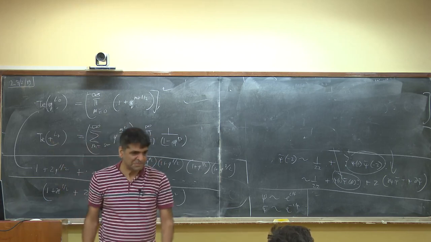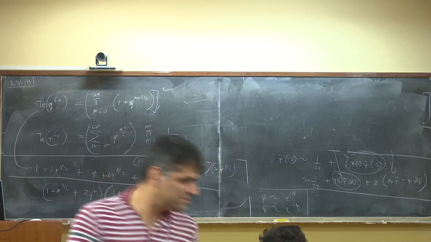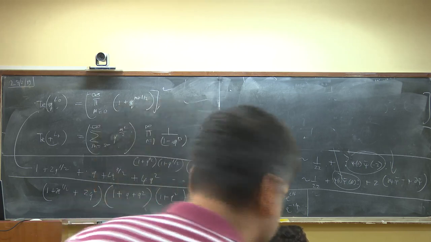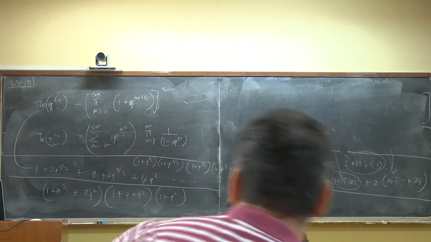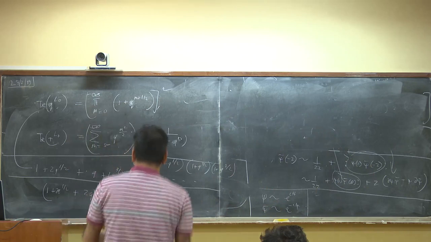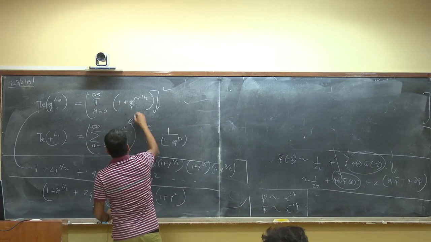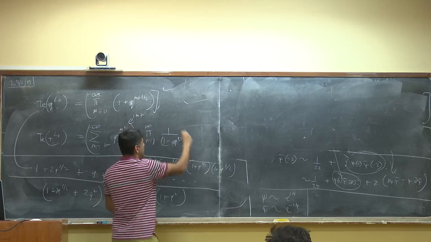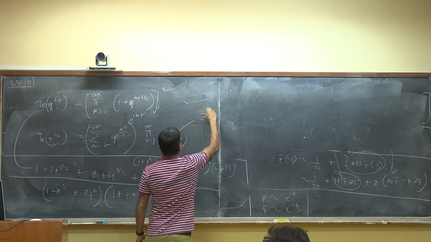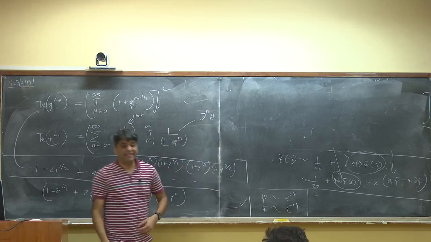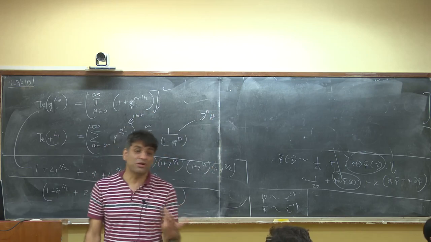Why does the second term start from n equals 1? Because you see, these operators here were the e to the power i m h's. And these operators here were the del n h's. And del 0 h, so just h, is not an operator.